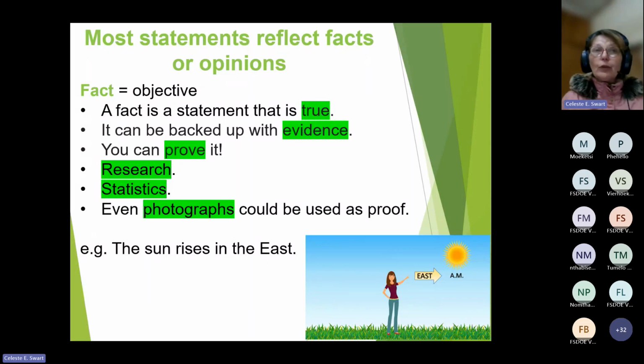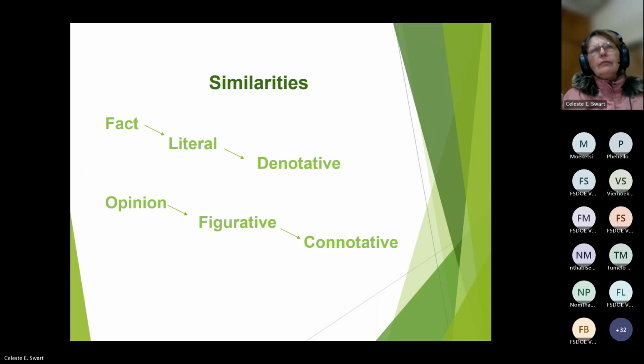For instance, something that we know to be a fact: the sun rises in the east. And you don't need the picture to tell you that because you know it from your social sciences. Things that are similar: we have looked at literal and figurative language, and we've looked at connotative and denotative language. So when we want to link them, fact is like the literal meaning. It tells you the truth. And it's also linked to the denotative, which is the dictionary meaning.